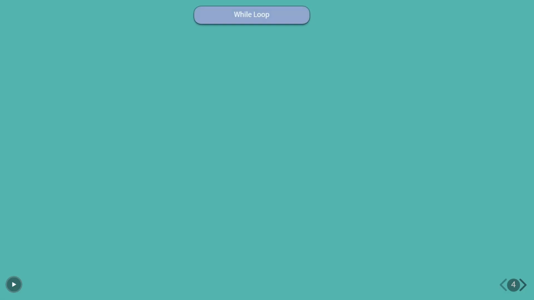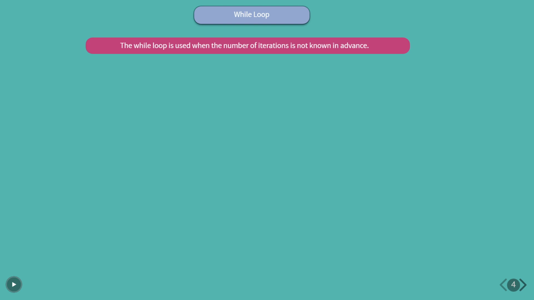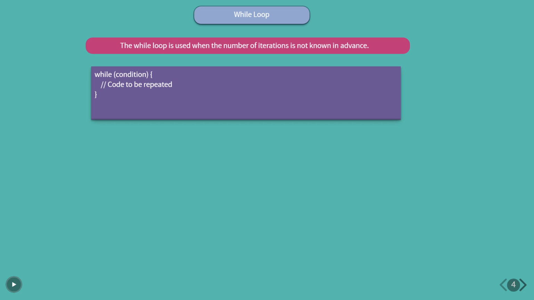While loop. The while loop is used when the number of iterations is not known in advance. Here is the while loop structure. Condition is checked before each iteration. If false, the loop exits.